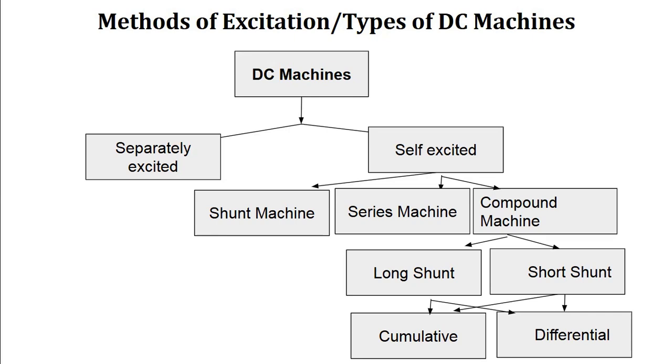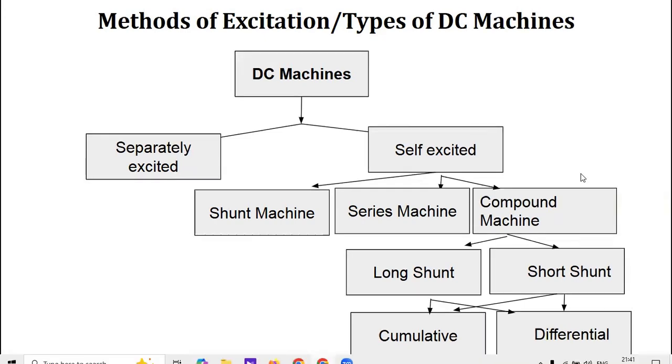This classification is based on the way in which the field winding is connected. In a shunt machine, the field winding is connected in parallel with the armature winding. In a series machine, the field winding is connected in series with the armature winding. A compound machine will have both the shunt and the series field windings. Compound machines are further classified as long shunt and short shunt compound machines. Both long and short shunt compound machines are further classified as cumulative and differential compound machines. So these are the classifications of DC machine.